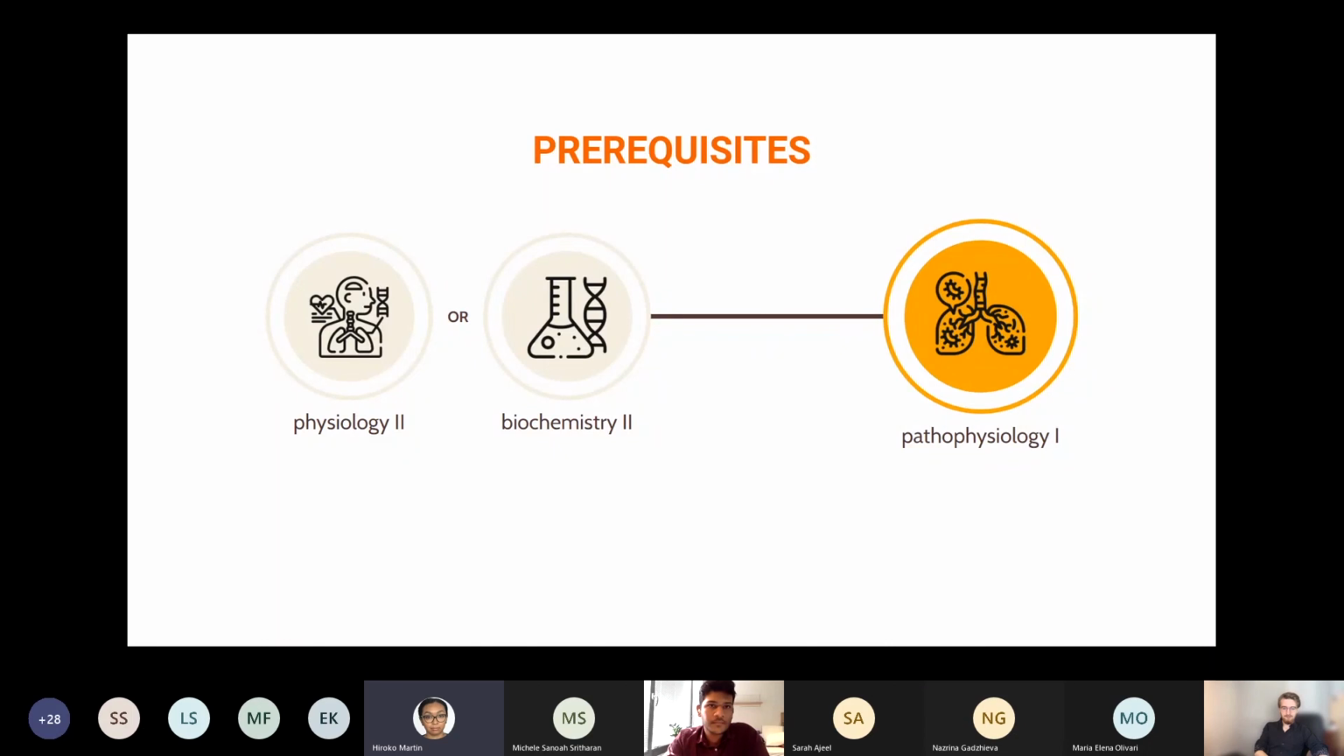So, moving on. In order to enroll in Pathophysiology 1 for the 5th semester, you will need either Physiology 2 or Biochemistry 2. However, beware, because Pathophysiology 2, which is in the 6th semester, requires both Physiology 2 and Biochemistry 2. Sometimes students don't pass Physiology 2, and they end up as a repeat student, and they're cut off from pathophysiology for a year again.